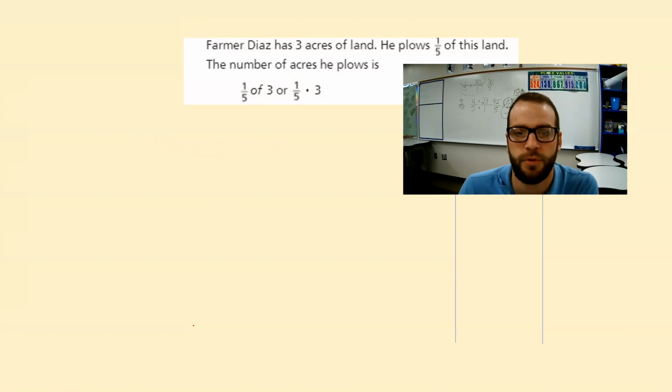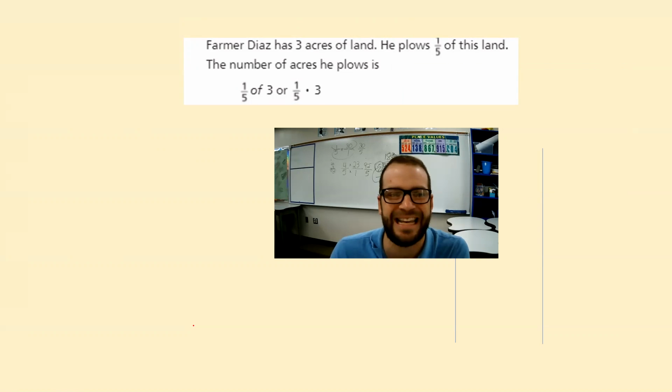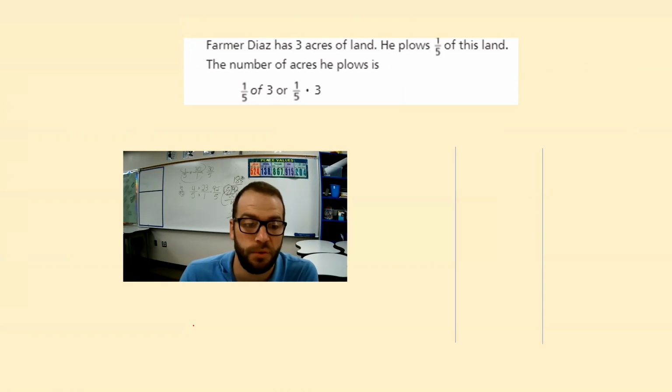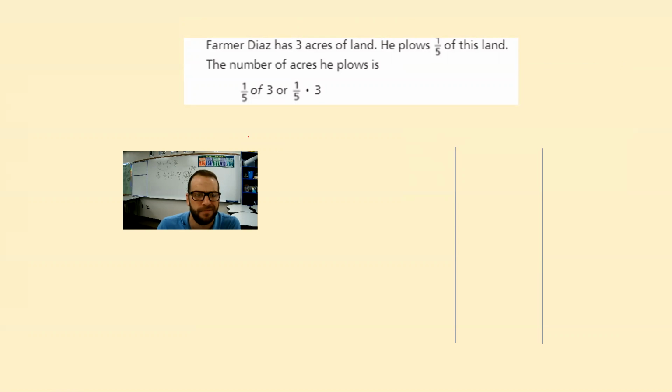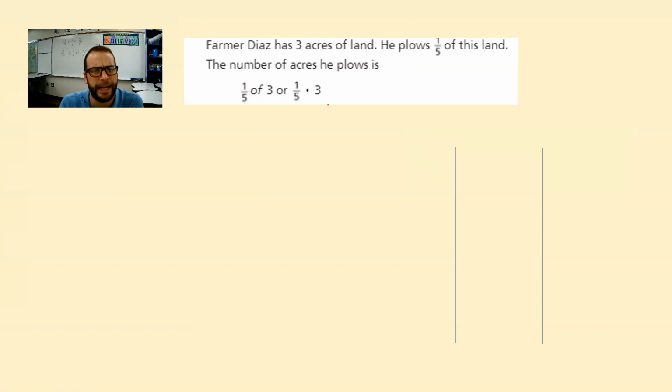All right, so the first question says, we have Farmer Diaz. Farmer Diaz has 3 acres of land, and he is going to plow that land. He plows 1/5 of his land. So the number of acres is 1/5 of 3 that he plowed, right? Because he has 3 acres of land, and he's going to say, out of my 3 acres, I'm going to plow 1/5 of the entire thing. So we need to figure out what 1/5 of 3 is. And of means multiply, of means multiply, of means multiply.